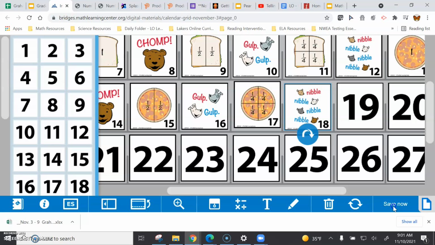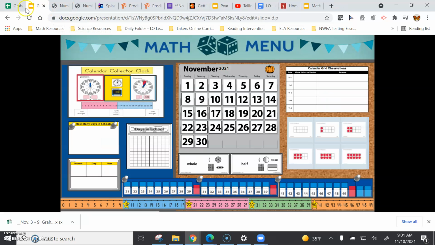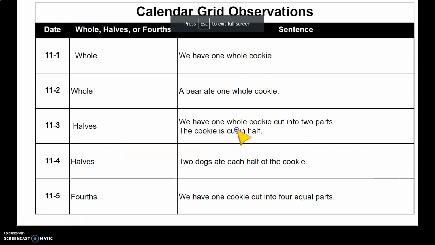Whoa! Those mice are back again! They're 4 mice who are eating one of the 4 pieces. Each one of them has one of the 4 pieces. So each one has an equal part. Let's add that information to our calendar grid.